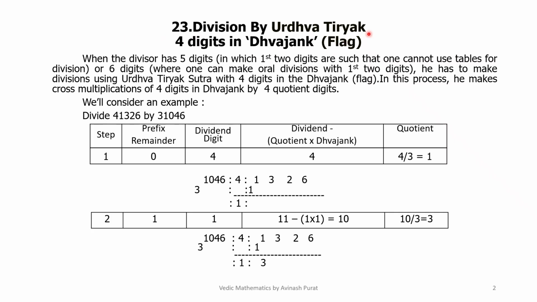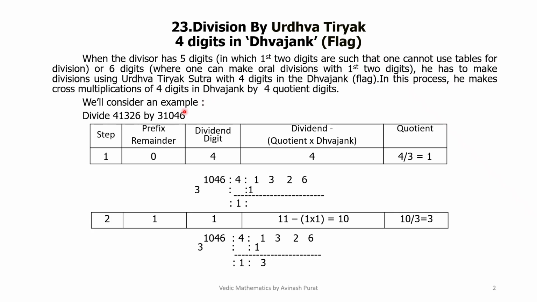Division by Urdhva Tiryak, 4 digits in Dhvajank, the flag. When the divisor has 5 digits, in which the first 2 digits are such that one cannot use tables for division, or 6 digits where one can make oral divisions with the first 2 digits, he has to make divisions using the Urdhva Tiryak Sutra with 4 digits in the Dhvajank, that is the flag. In this process, he makes cross multiplications of 4 digits in Dhvajank by 4 quotient digits.